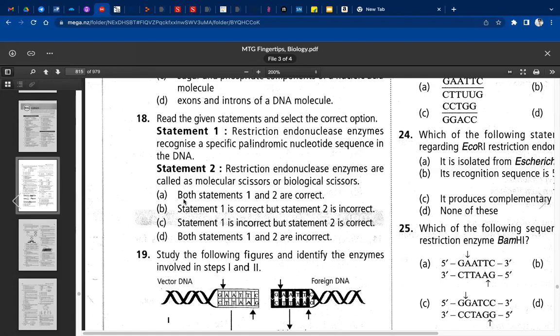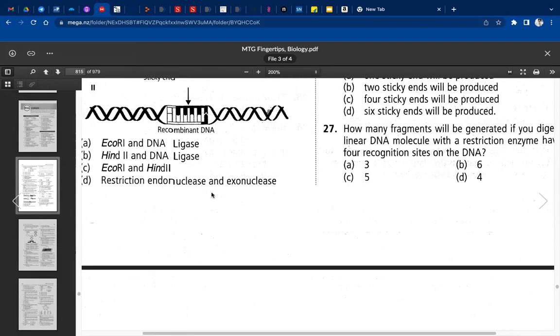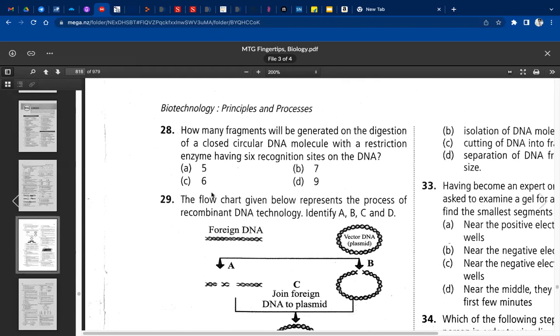So let's discuss this. The correct answer is option A, which means both statements 1 and 2 are correct, right? So both are correct statements. Simple. Let's go to a little more conceptually complex problems.